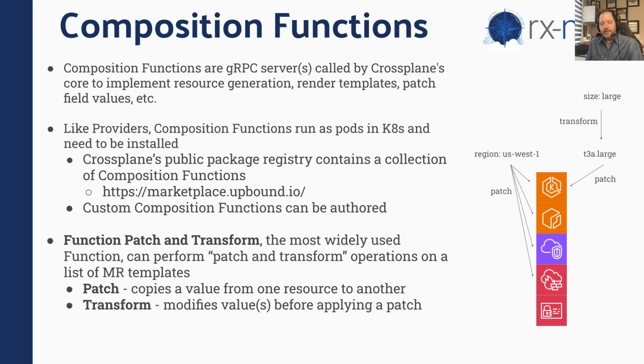The other, I don't want to say function, but the other thing that the function patch and transform does is allow us to modify values before applying a patch. This is where abstraction comes in, because we can take input from a user that's generic, right? So on the right side of this example, we see size equals large. We can transform that into something that's meaningful to the cloud. So that way we can abstract away the low level or the back end details of a given cloud provider or API into something more generic that the user doesn't have to learn, right?